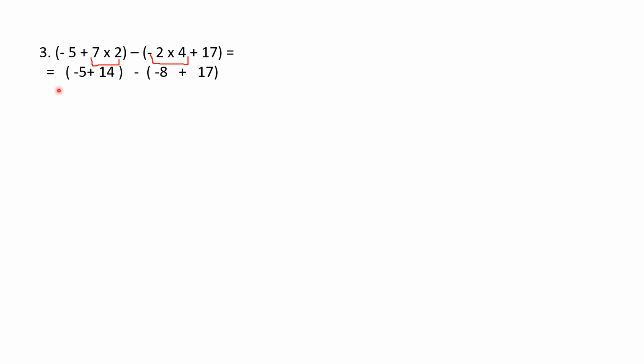Now, starting with the first parenthesis, you can find the answer directly using your calculator. Minus 5 plus 14, it's equal to 9, minus, keep the parenthesis because I have minus 8 plus 17, using your calculator, the answer is 9. Now 9 minus 9, it's equal to 0. Yes, they are opposite numbers.